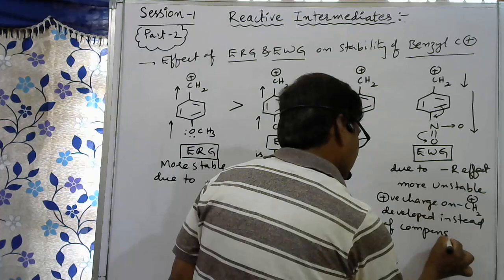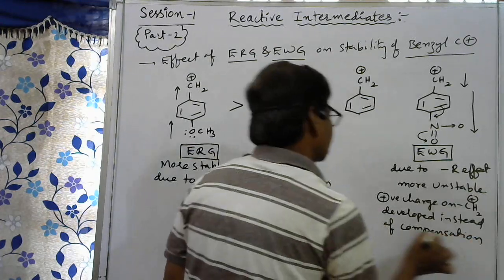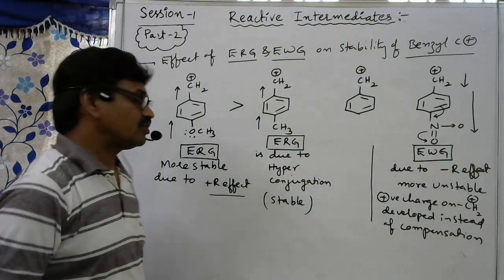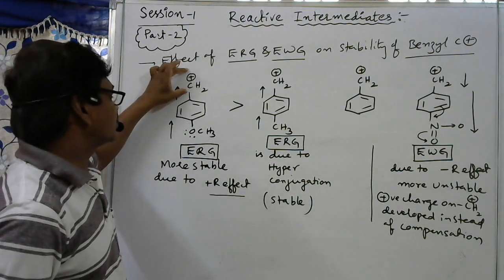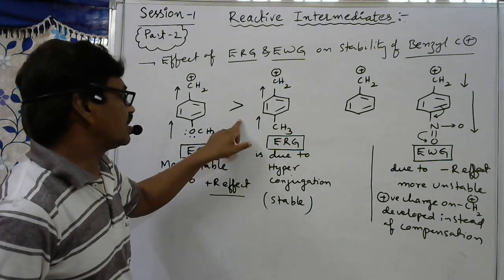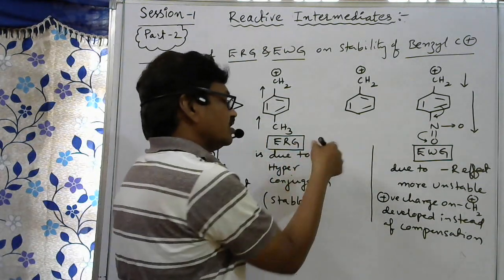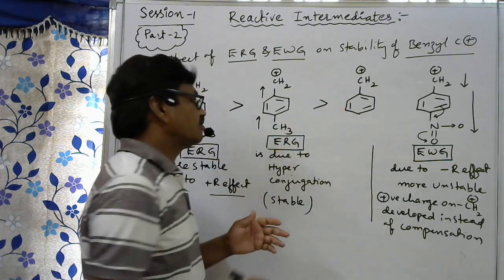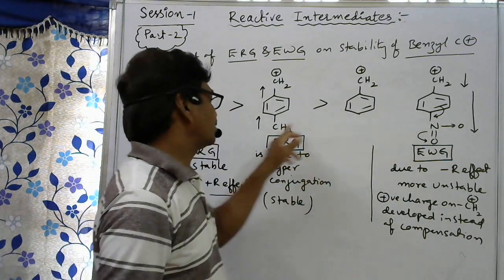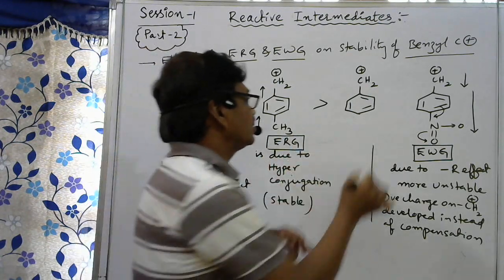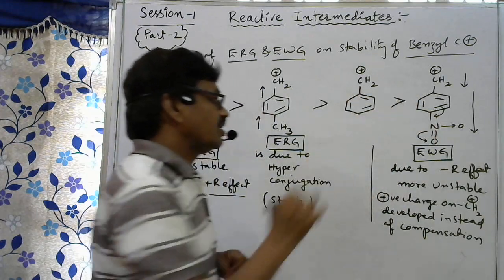Instead of compensation. So these are the reasons. Here I only wrote the reasons, so from this you can expect now. Here there is more compensation of this positive charge, so it is more stable. Here less compensation, so it is somewhat less stable. Here no compensation, there is no development as it is, so it is more stable than this one. Otherwise, methyl benzyl carbocation is more stable than benzyl. Benzyl is more stable than nitro.